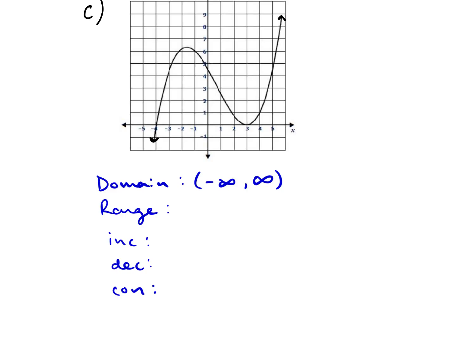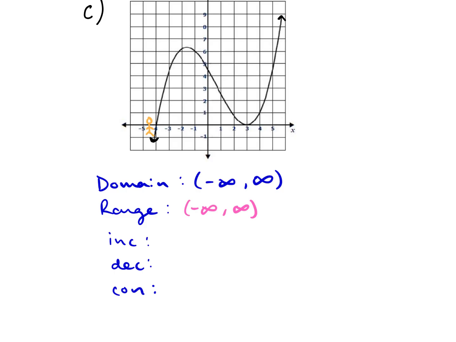What about the range? Same thing. It's going down forever and up forever. So it would be negative infinity to positive infinity. Then let's find our intervals of increasing, decreasing, and constant. We'll start at the left side. We're walking uphill, so we're increasing first.